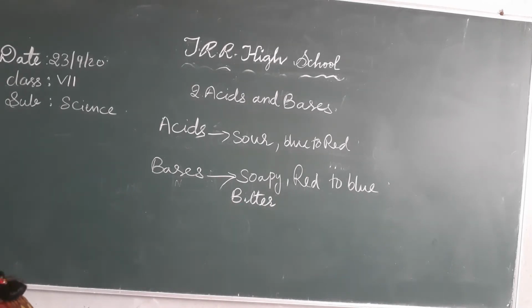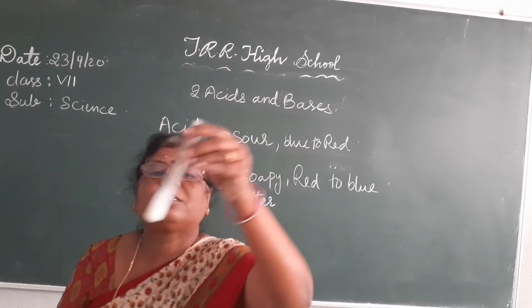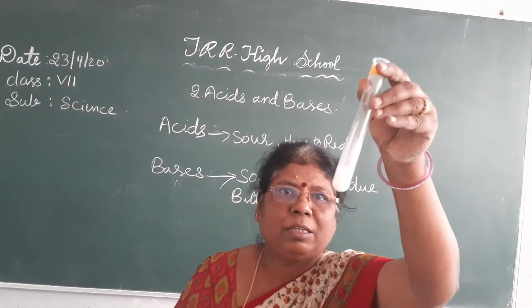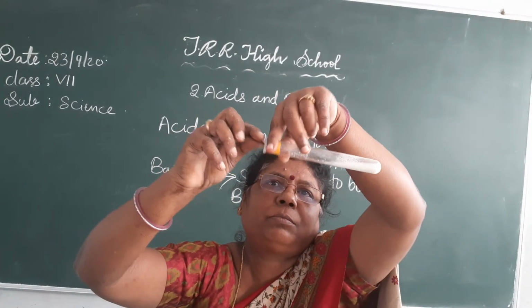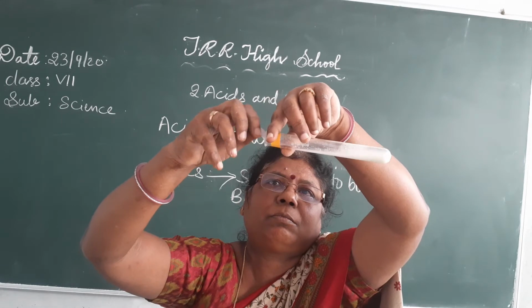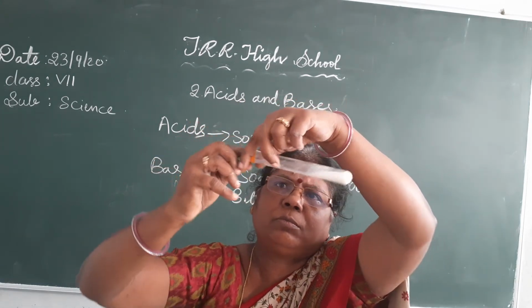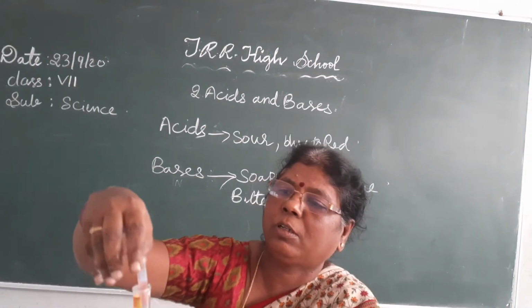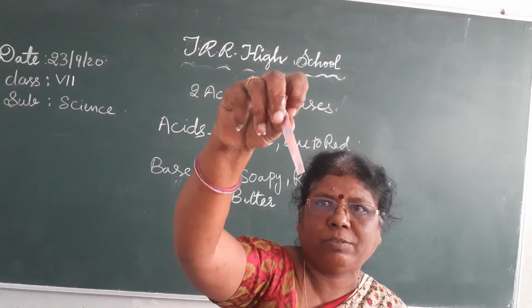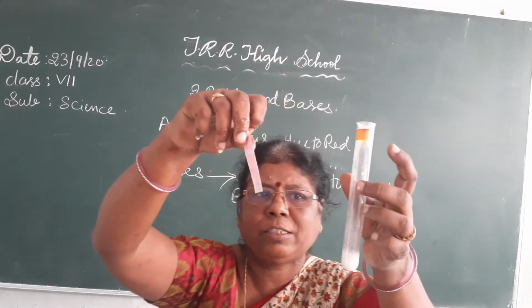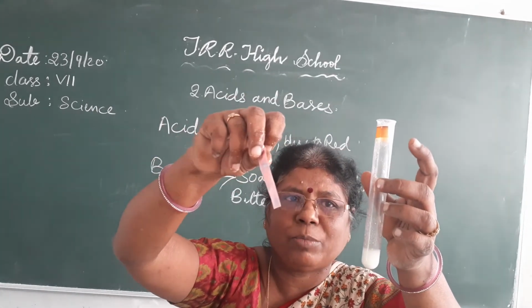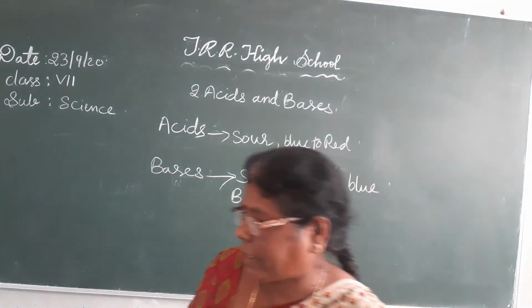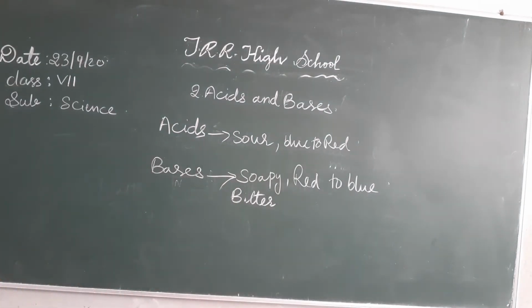Another example I will show you. This is buttermilk. See the color change. Buttermilk also is acidic in nature. Another example I will show you, children.